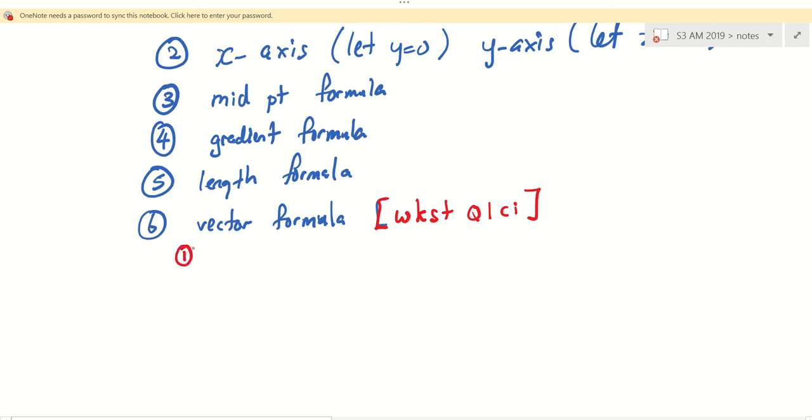Now, there are 2 conditions to it. Can you write down condition A? Condition A, it must be parallel. Condition B, usually they will tell you it is how many times longer or shorter.